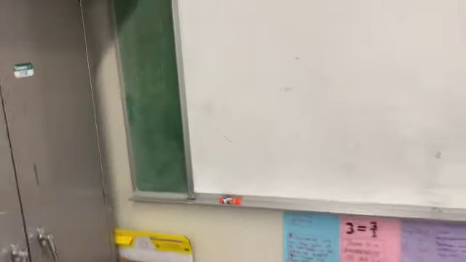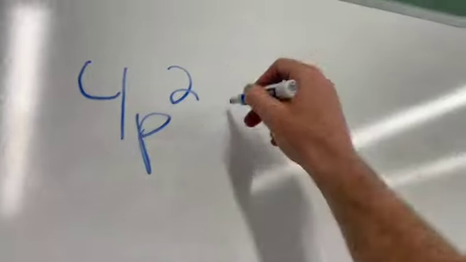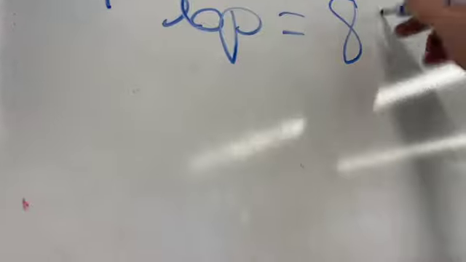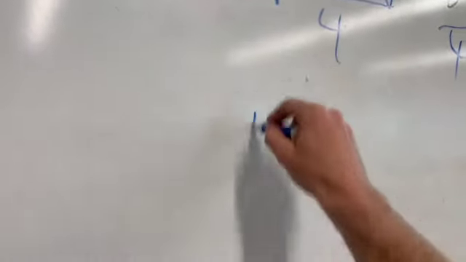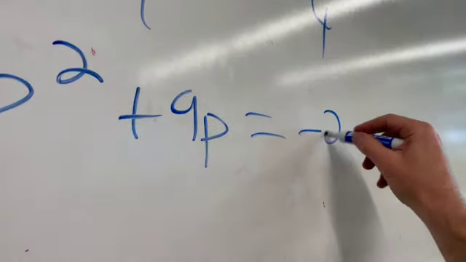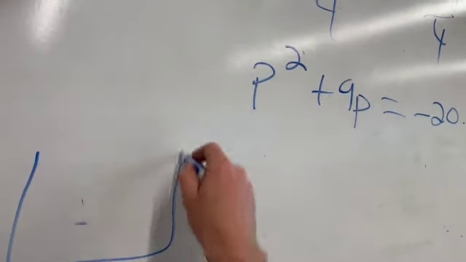Okay, we're doing part C of 912 because I was hoping I could just get somebody to do it here. Okay, we got 912, part C. 4p squared plus 36p equals 81 or positive 81? Negative 81. Good. All right. What I'd recommend is to divide both sides by 4. And I'm going to get p squared plus 9p is equal to -20.25. Lovely. So we have some juicy decimals there.